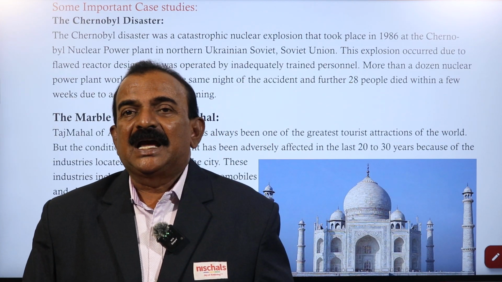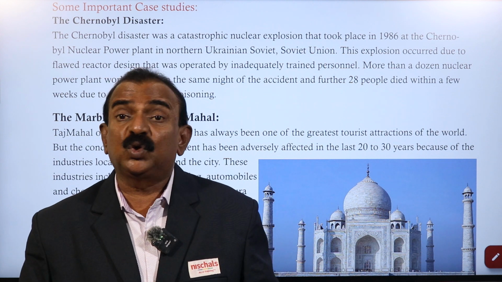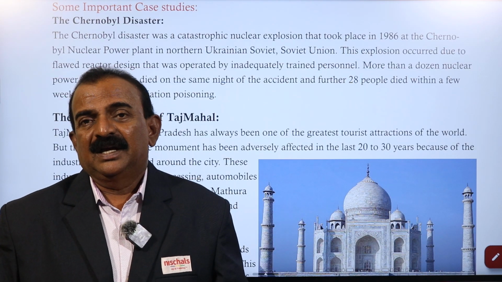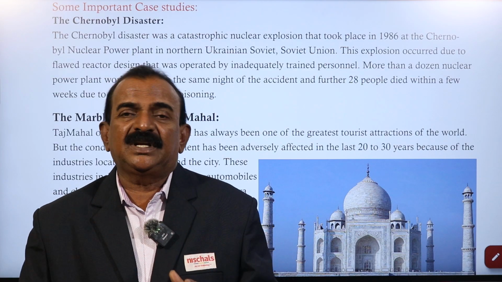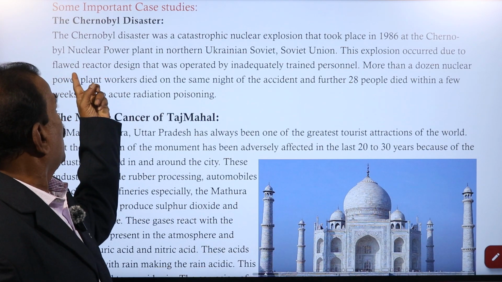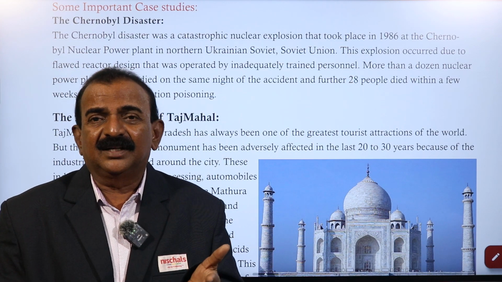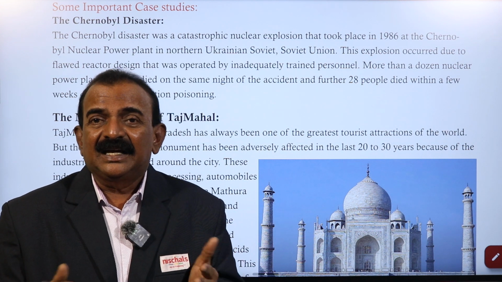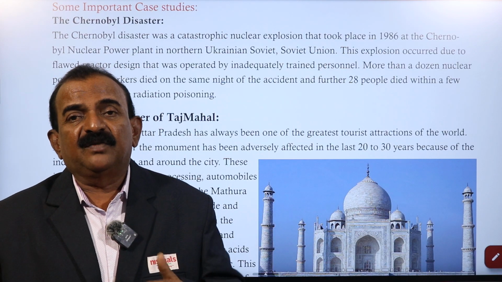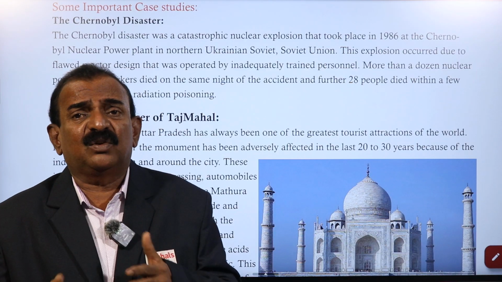In the year 1986, a catastrophic nuclear explosion took place at Chernobyl in northern Ukraine of the Soviet Union. The explosion of the nuclear plant took place due to a flawed design of the reactor and inadequate operation of the nuclear reactor, and thereby the plant burst. The people who were working in the Chernobyl nuclear power plant were affected with radiation.